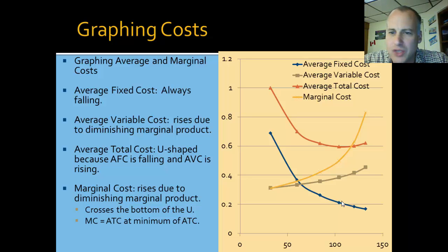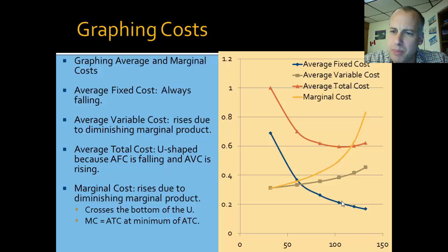Average variable cost rises because of our diminishing marginal product, and marginal cost rises for the same reason. And what we wind up with then is that average total cost is U-shaped. Average fixed cost is more important and falling early on. Average variable cost becomes more important later because average fixed cost gets to be a very small number the more and more we produce. So what we wind up with is average total cost curves that take on a U-shape.